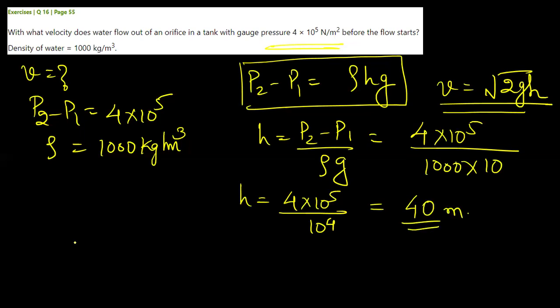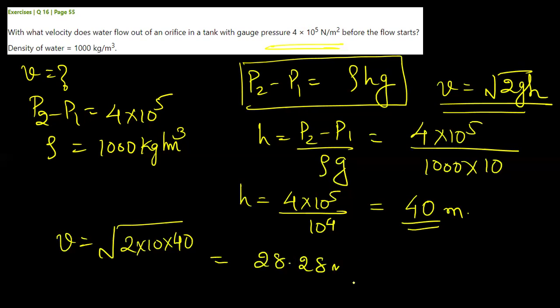So substitute the value, v will be equal to root 2 into 10 into 40. So when you substitute and take the square root of this number, you get 28.28 meter per second. Okay, this will be 28.28 meter per second as the answer.